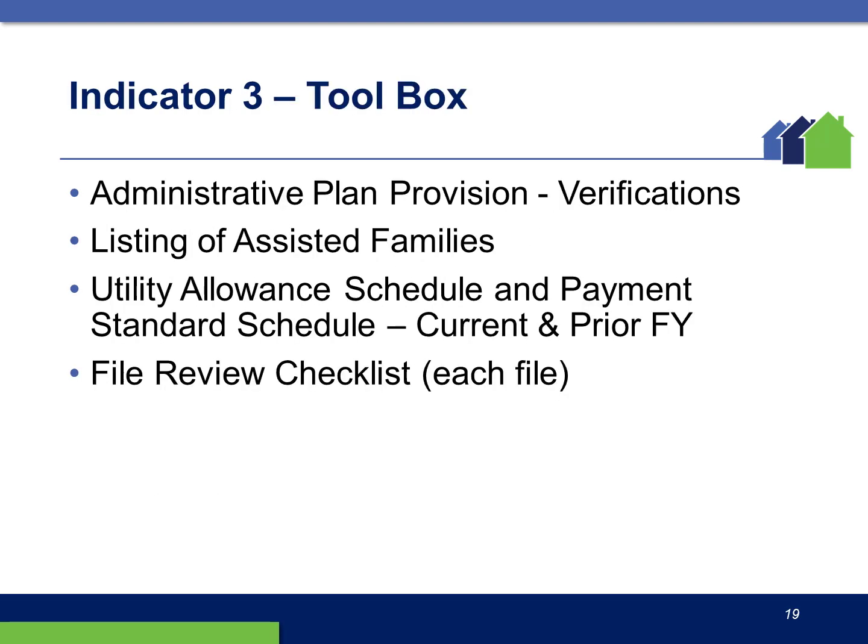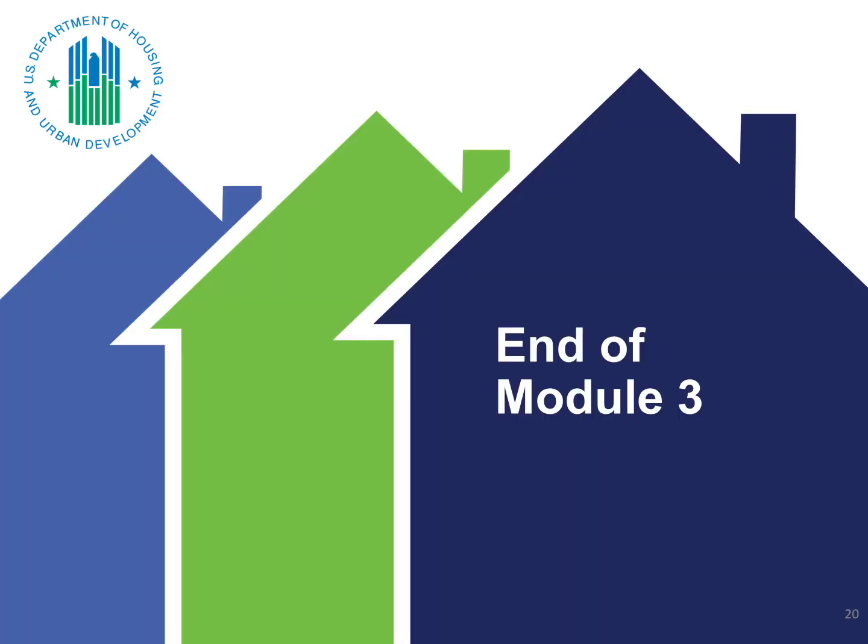The Indicator 3 toolbox includes ensuring your PHA has the following at the ready for fiscal year end: administrative plan provision verifications, listing of assisted families, utility allowance schedule and payment standard schedule, current and prior fiscal year, and file review checklist for each file. This ends Module 3.